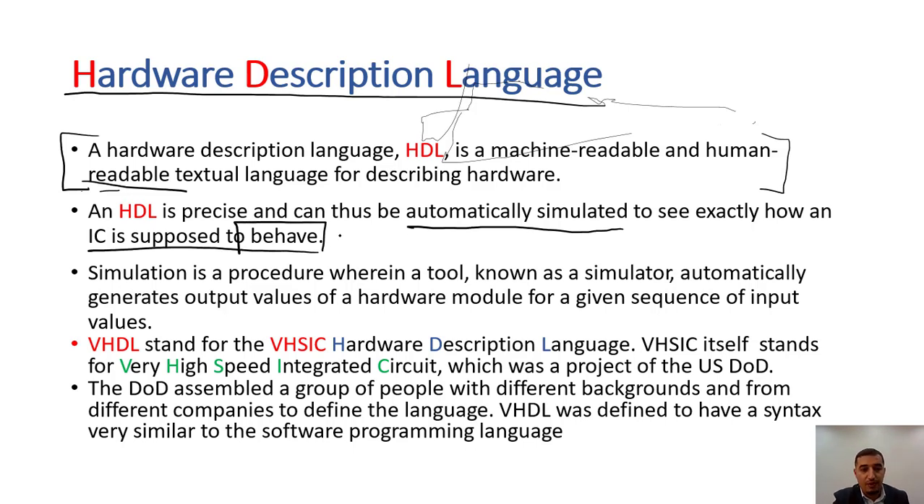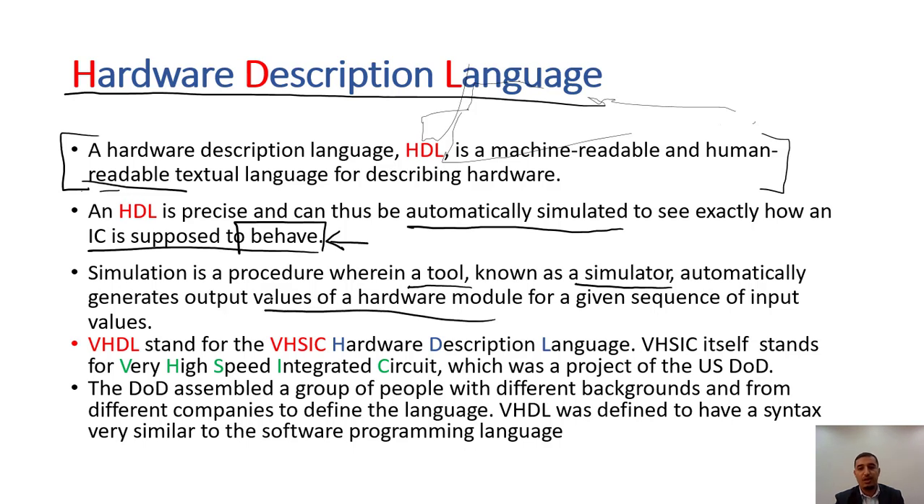When we talk about programming, we need to program the behavior of the IC. If I say an AND gate, what is the behavior of an AND gate? If I say an OR gate, how do we describe its behavior? Then we are going to talk about simulation. Simulation is the procedure where a tool known as a simulator automatically generates the output files.